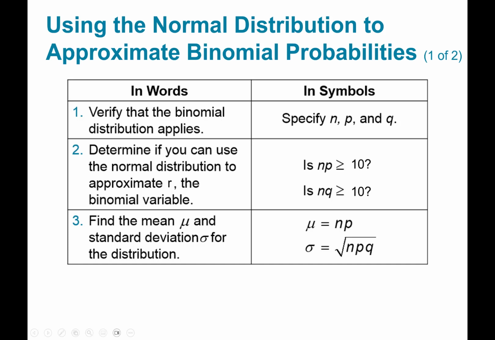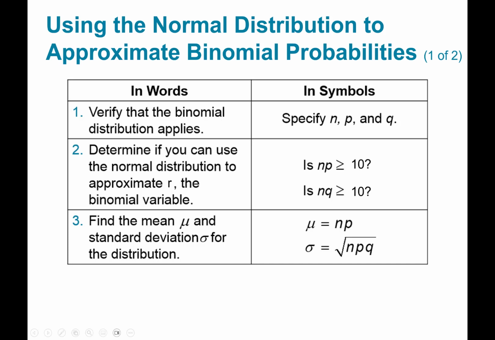Alright, so now let's put everything together from start to finish to be able to use the normal distribution to approximate binomial probabilities. So the first thing we want to do is make sure that we can use the binomial distribution first off. So make sure you have a binomial probability in the first place. So make sure that you know what your n, p, and q are.